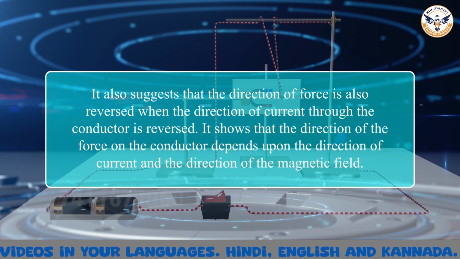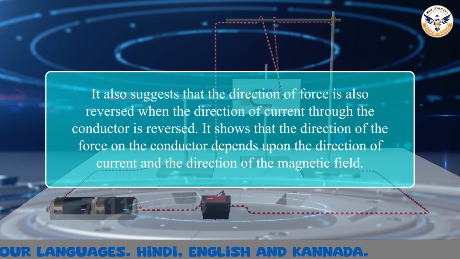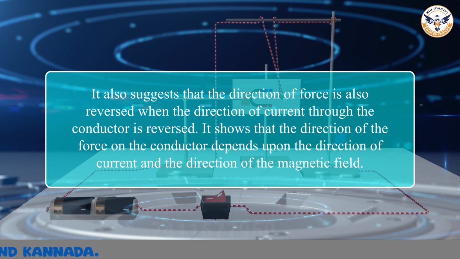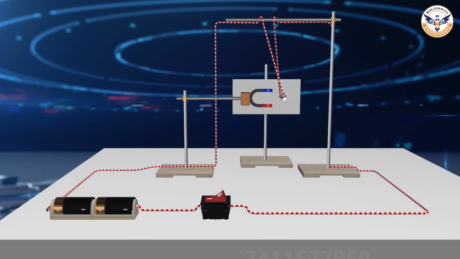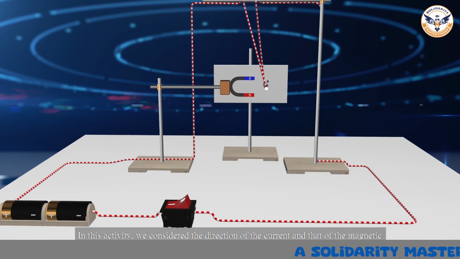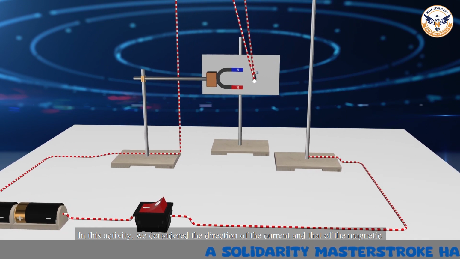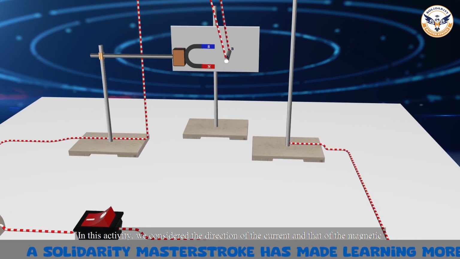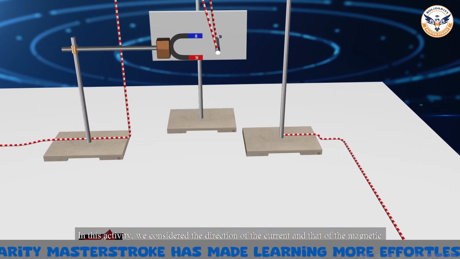It also suggests that the direction of force is reversed when the direction of current through the conductor is reversed. It shows that the direction of the force on the conductor depends upon the direction of current and the direction of the magnetic field. In this activity, we considered the direction of the current and that of the magnetic field perpendicular to each other, and found that the force is perpendicular to both of them.